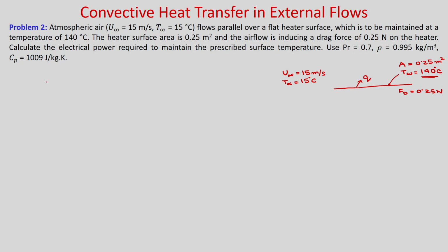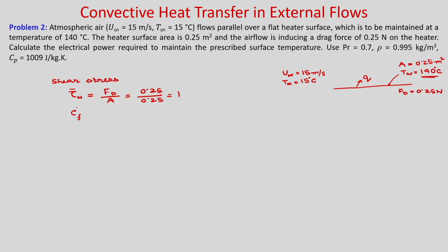So, we know the drag force acting on the plate, so we will be able to calculate the shear stress acting on the surface. So, this is your average shear stress, tau w is equal to Fd by A, which is 0.25 Newton, that is your Fd, divided by area 0.25. So, it is 1. Since it is an average shear stress, I will denote it with tau bar.